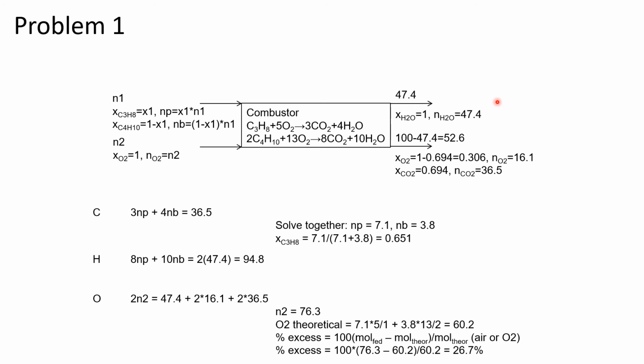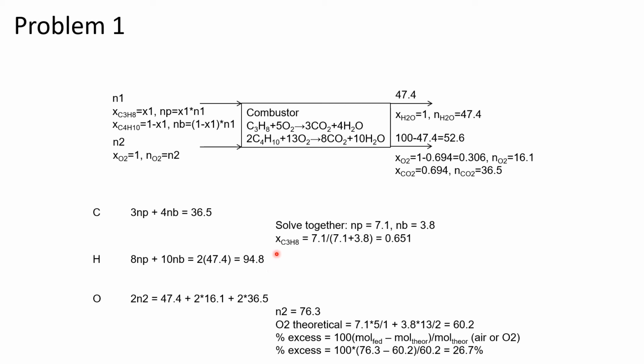Look at the water up here. There is hydrogen that comes out with the water. There are 2 hydrogen atoms per water molecule, so we'll take 2 times the water flow rate, which is 47.4. There is no hydrogen that comes out in the dry gas. There's no hydrogen in the oxygen or CO2. So this is the total hydrogen that comes out. So 2 times 47.4 is just 94.8.